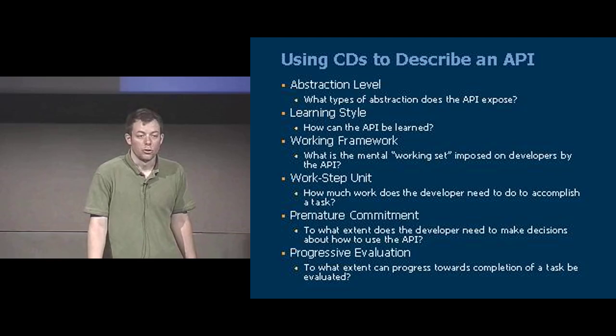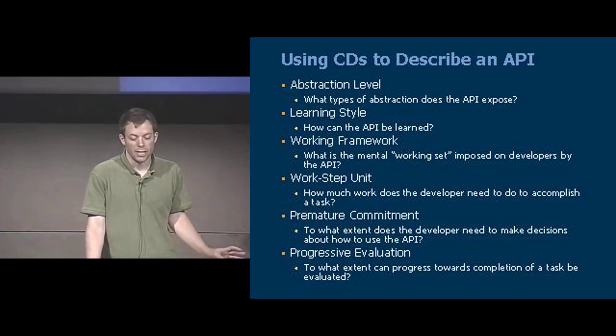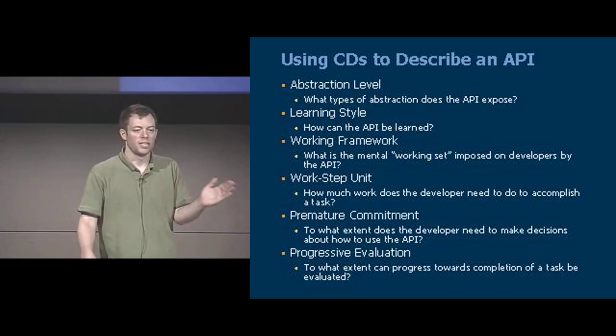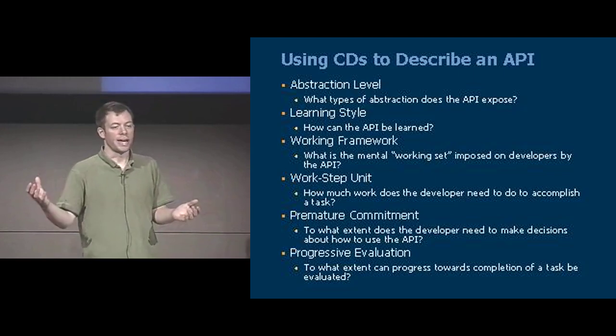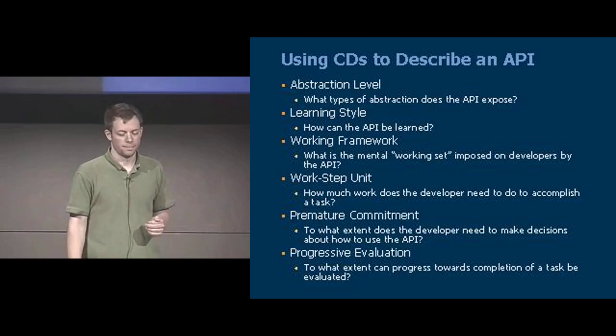The first dimension we're going to look at is called abstraction level. This is basically a measure of the type of abstraction that your API exposes. And we talk about a scale of: does the API expose a bunch of primitives, or does it expose an aggregate? Or does it expose something in between, such as a factored component?